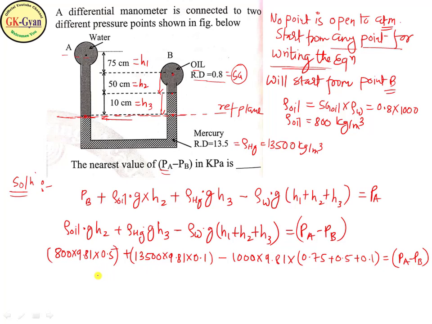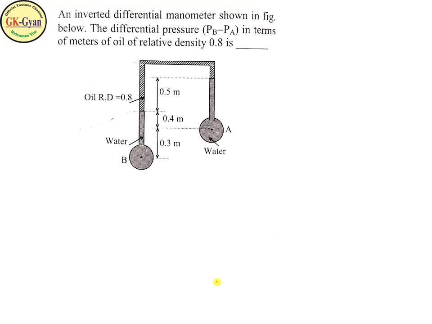So calculate this equation. We will get PA minus PB equal to 4 into 10 to the power 3 Newton per meter square. So you have to find out kilopascal. So it will be 4 kilopascal. So the answer will be 4 kilopascal. Got it? This is the differential manometer numeric. Now we will move to the next question.